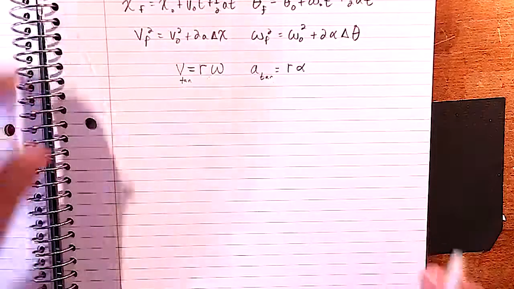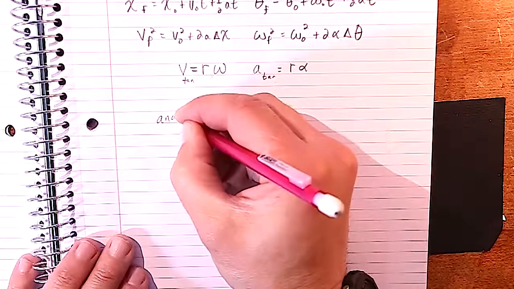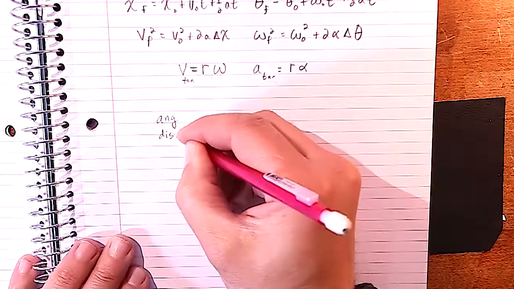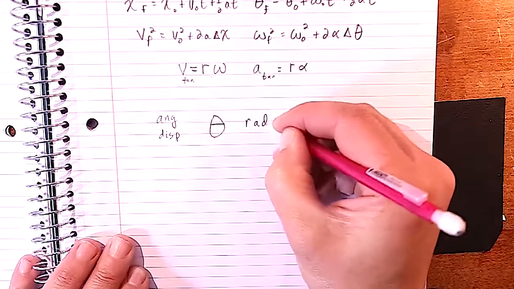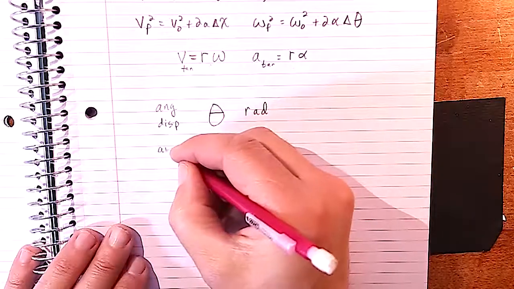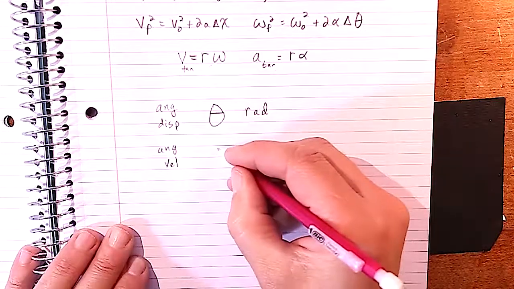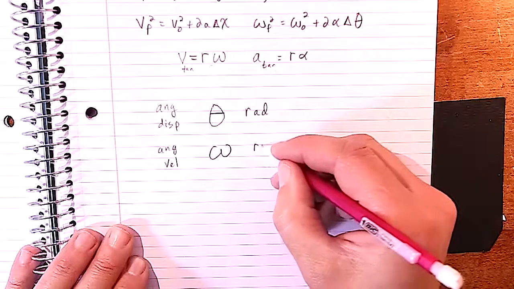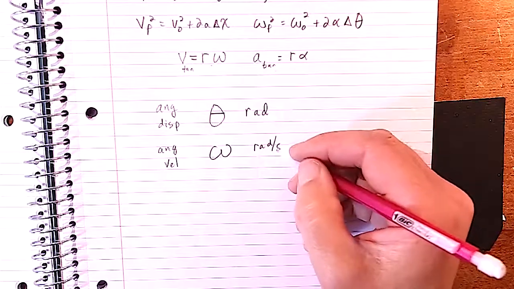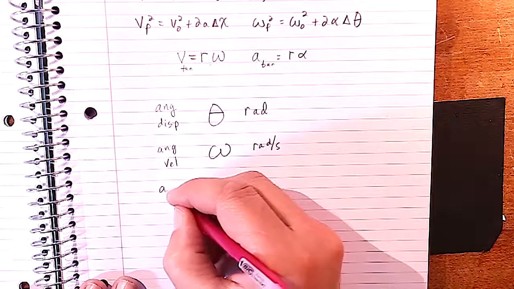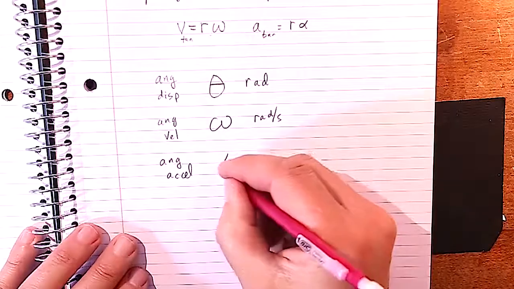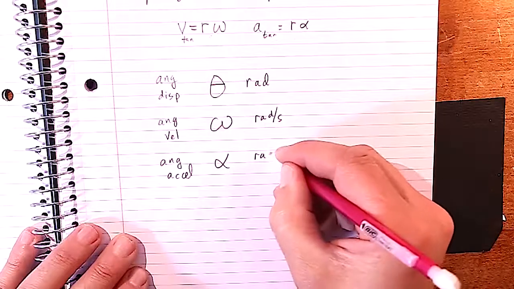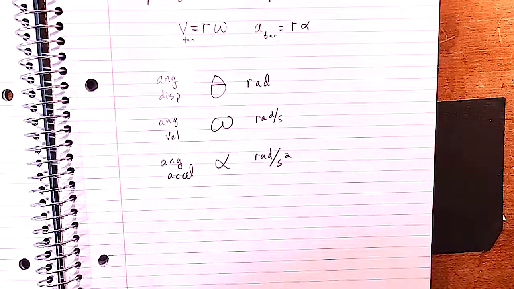Let's just review the units here. We have angular displacement. Angular displacement is theta. That's measured in radians. We have angular velocity, which is omega, measured in radians per second. And we have angular acceleration, which is alpha, measured in radians per second squared. And that's everything we need to know to be able to solve these problems.